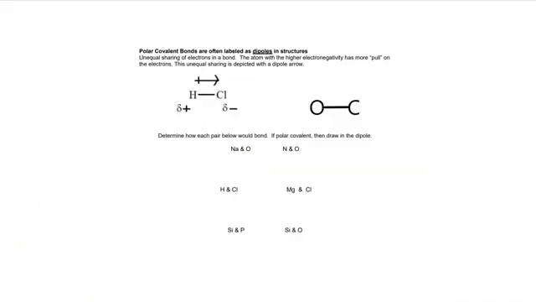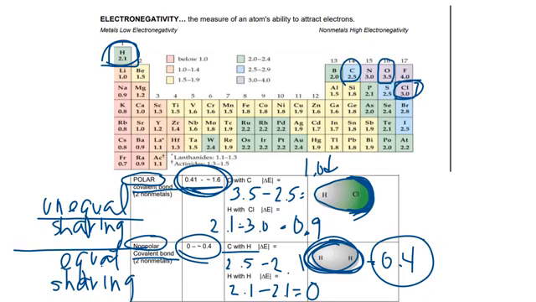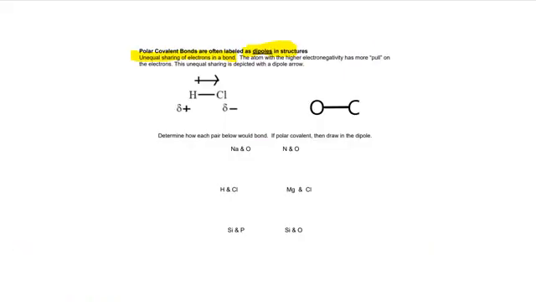Now, we can also look at how to represent polar bonds. So polar covalent bonds are often labeled as dipoles in structures. It shows the unequal sharing, and because we were able to see the unequal sharing right here in this picture, but we're not going to draw pictures for everything. We just are going to be able to label it.